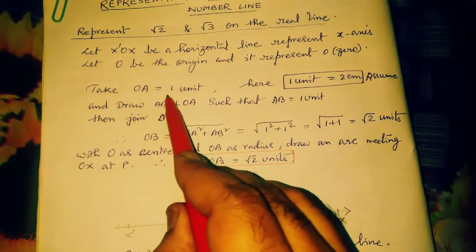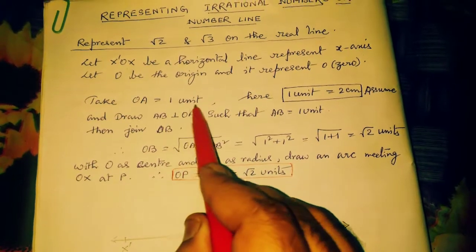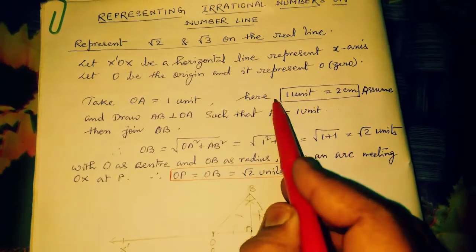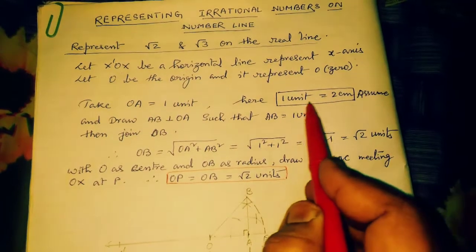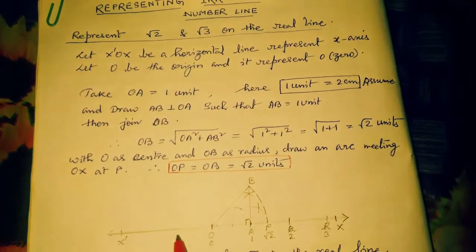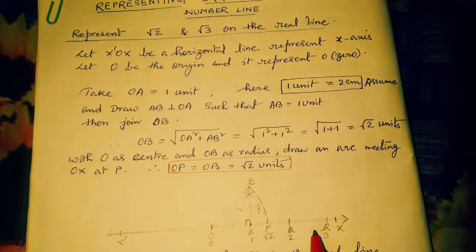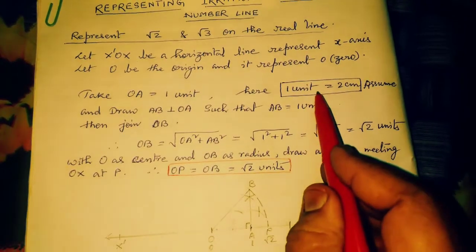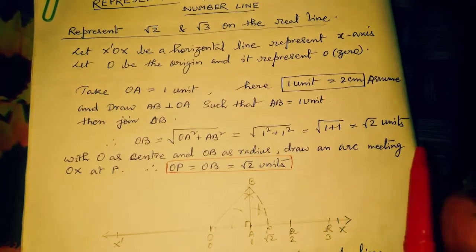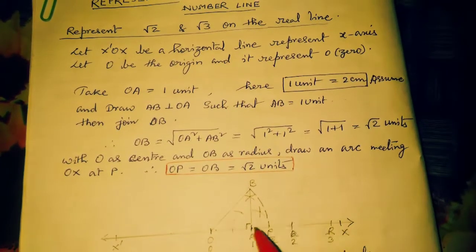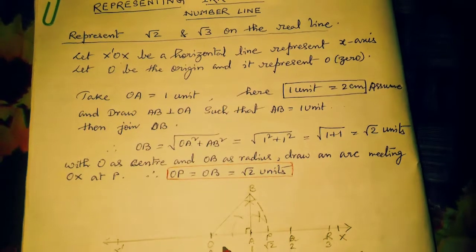And take OA as 1 unit. Here 1 unit is not 1 centimeter. Here I have taken 1 unit as 2 centimeters. Why? Because if you take 1 unit as 1 centimeter, it is very difficult to draw on the number line. So that is why I have taken 1 unit equal to 2 centimeters, so that the gap is increased and you can easily understand and draw on the number line. Clear, students?